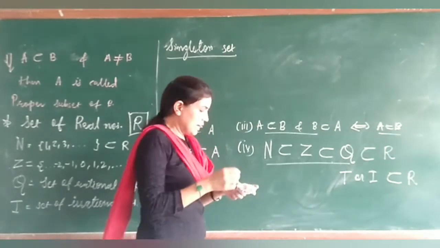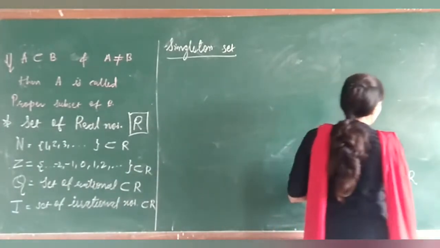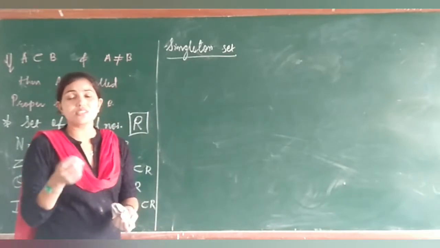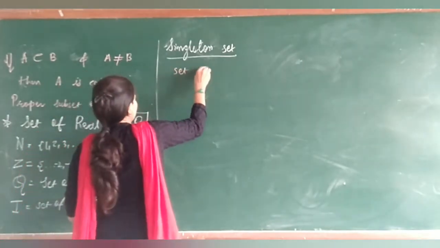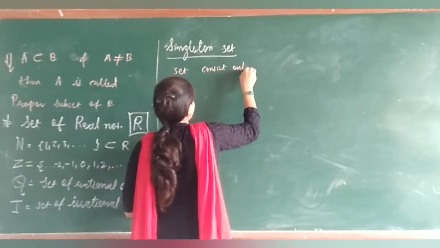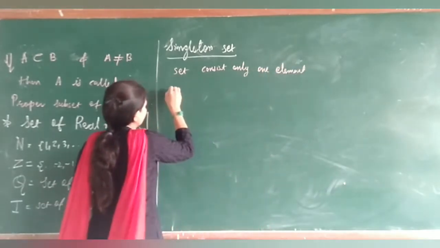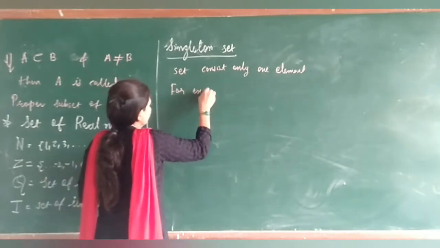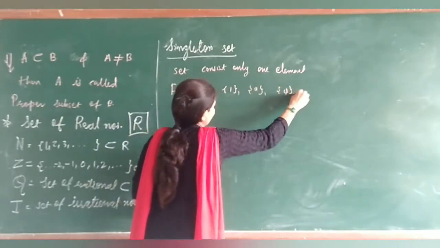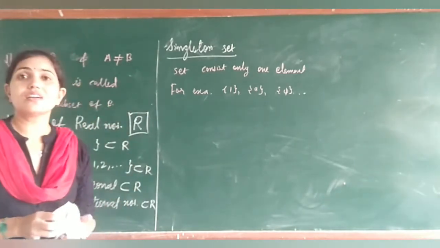In the last video, in one question, I explained about the singleton set. Singleton set, again going to the definition: a set which consists of only one element, or a single element. For example, singleton 1, singleton A, singleton 5. Like this you can write so many. So these are the singleton sets.